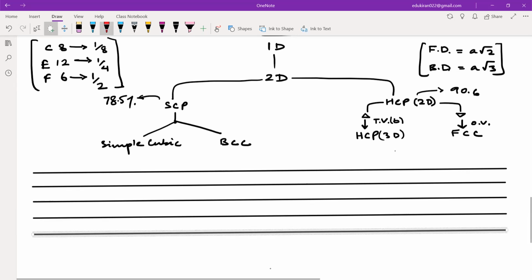We can also talk about the voids. So you have, first of all, the Z, then the coordination number. Okay, and after that, the relationship between A and R. After that, we have the packing efficiency. And then we will talk about the voids.